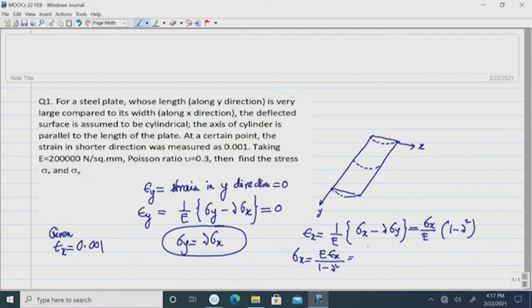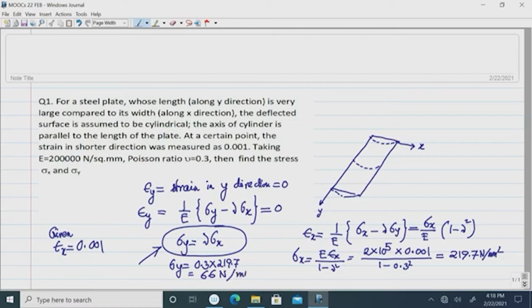So, substituting the values, E is 2 into 10 to the power 5, epsilon x is 0.001 and mu is 0.3, so 1 minus 0.3 square. After calculation, this becomes 219.7 Newton per millimeter square. Okay. Once sigma x is found, sigma y from this relation can be easily obtained. Sigma y is equal to 0.3 into 219.7, and this is equal to 66 Newton per millimeter square.